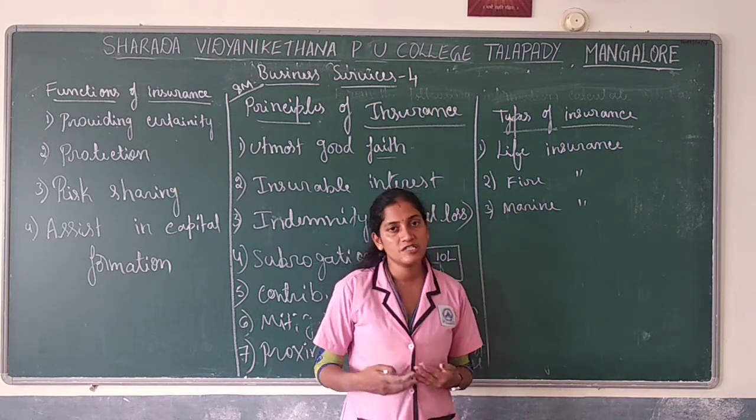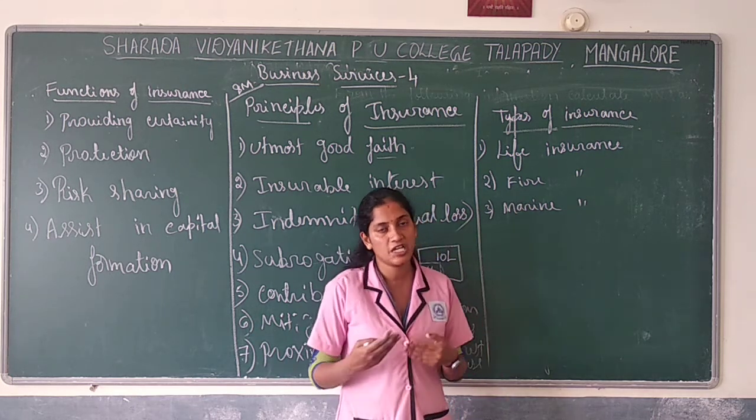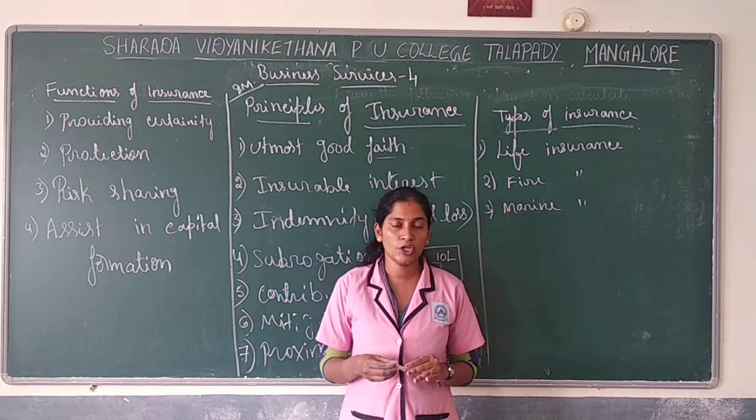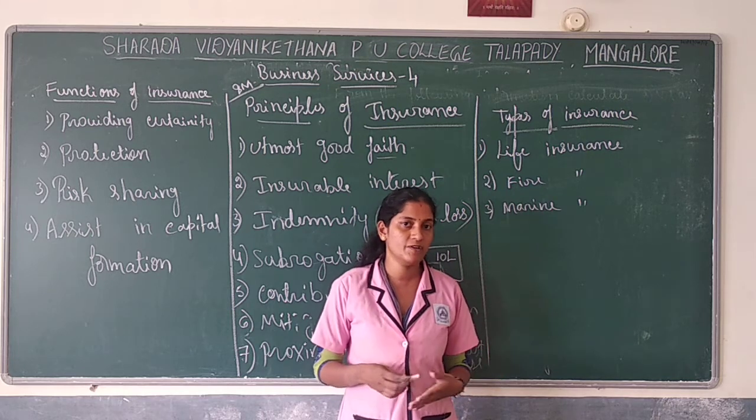Whereas fire insurance is taken for fire, and marine insurance is taken to protect against the perils of the sea, to protect from problems of the sea if they occur.